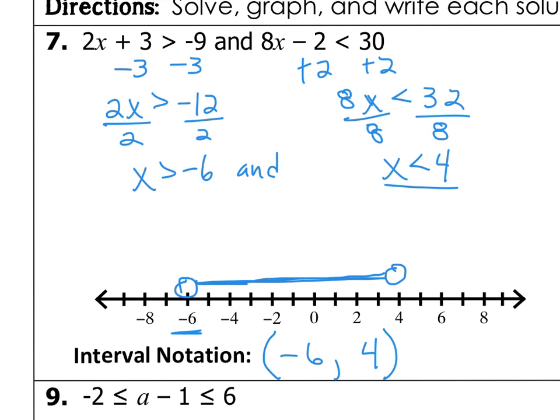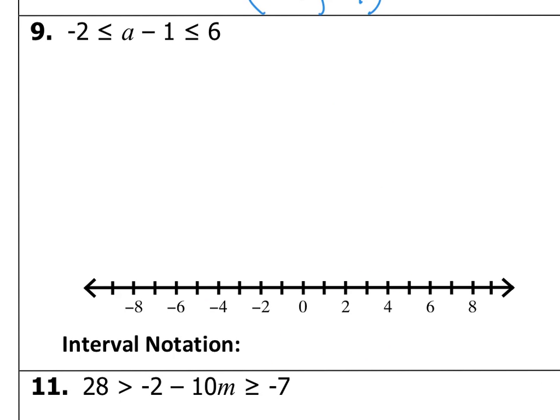Okay, so now we're going to solve number 9. With number 9, we have the inside of the inequality, the a minus 1, and it is associated with the -2 as well as the 6. So we could split these apart and make two different equations, and I'll do that real quickly, but we won't have to necessarily split them apart in the future because we can really solve that all together.